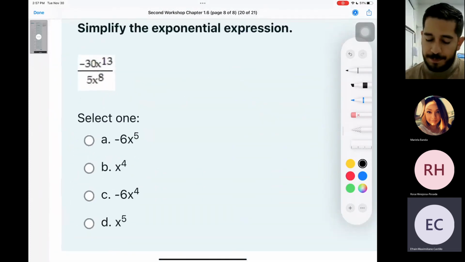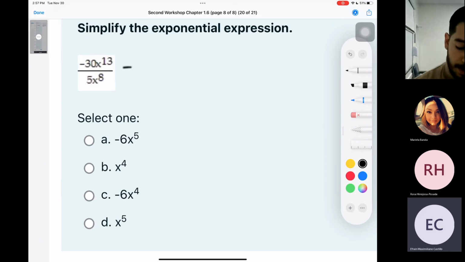Let's take this example: negative 30x to the power of 13 divided by 5x to the power of 8. Numbers divide normally. Negative 30 divided by 5 is negative 6, normal division of numbers. They're big numbers, and then I have the variables that have exponents.